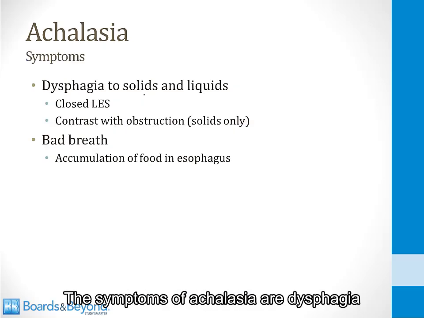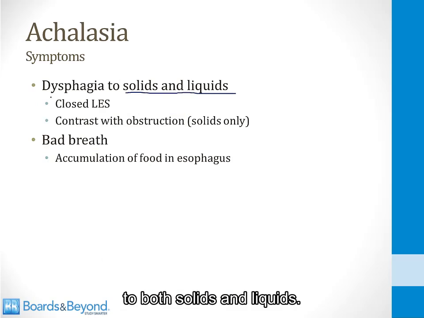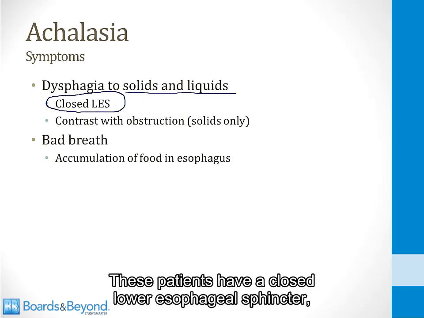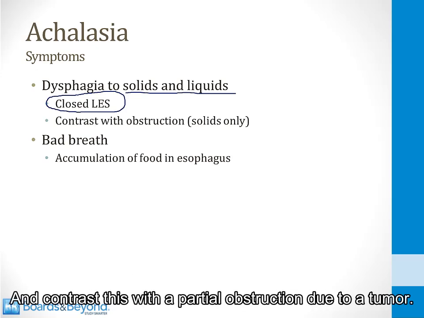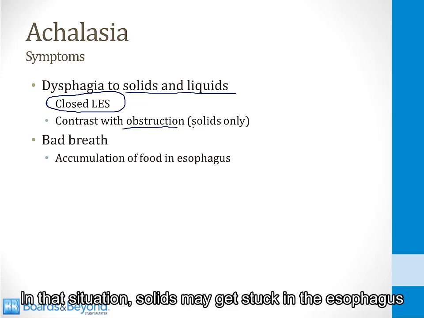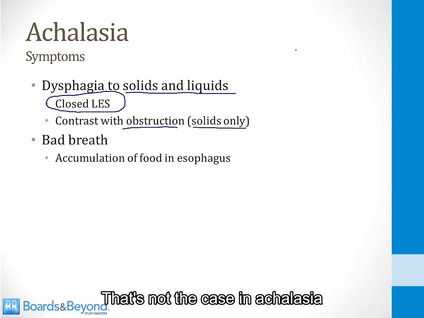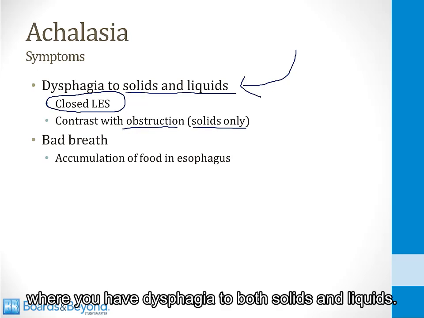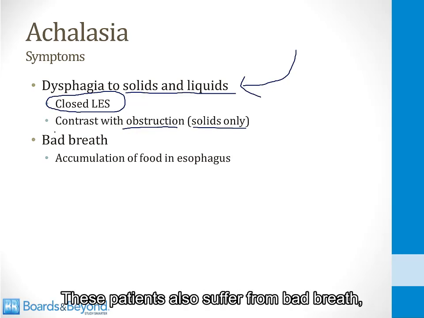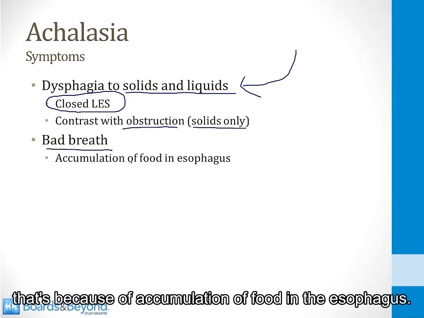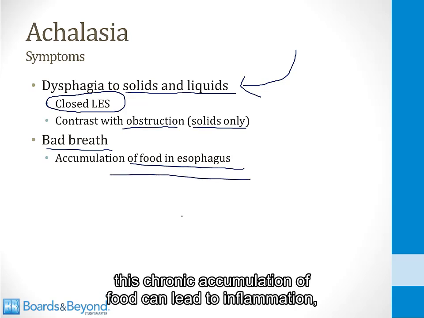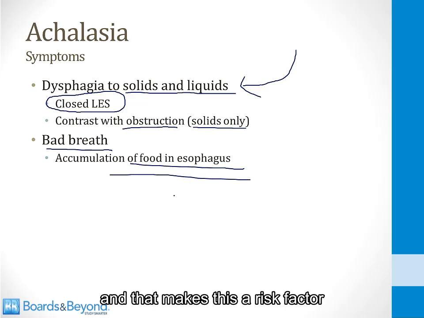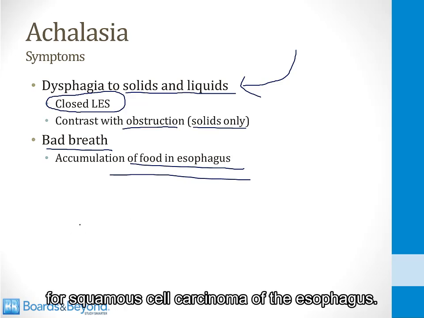The symptoms of achalasia are dysphagia to both solids and liquids. These patients have a closed lower esophageal sphincter, so solids and liquids are unable to pass from the esophagus to the stomach. And contrast this with a partial obstruction due to a tumor. In that situation, solids may get stuck in the esophagus, but liquids will pass normally. That's not the case in achalasia, where you have dysphagia to both solids and liquids. These patients also suffer from bad breath. That's because of accumulation of food in the esophagus. And as I told you before, this chronic accumulation of food can lead to inflammation, and that makes this a risk factor for squamous cell carcinoma of the esophagus.